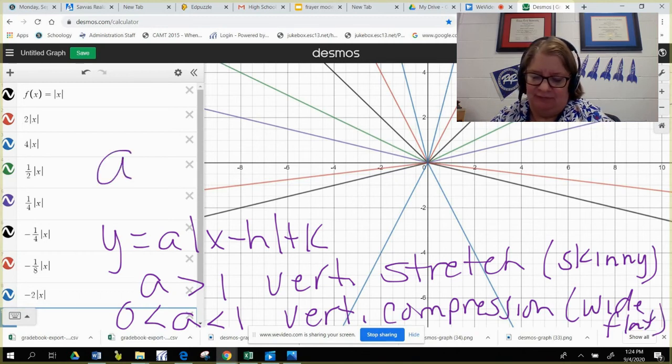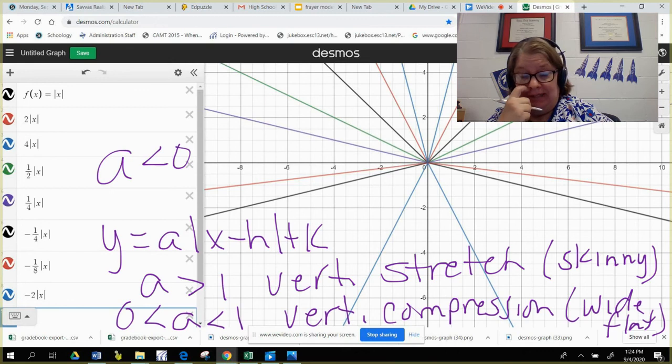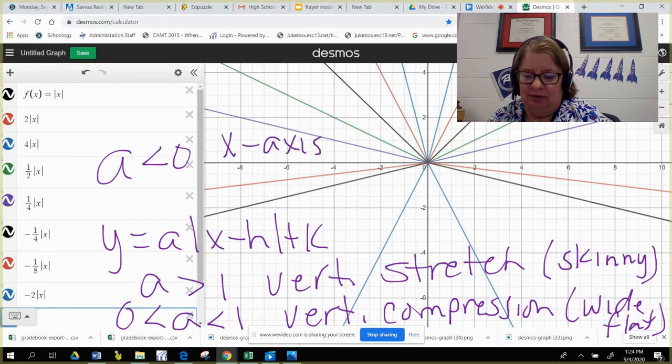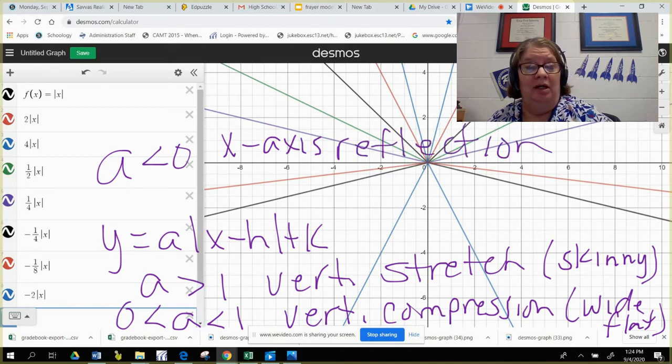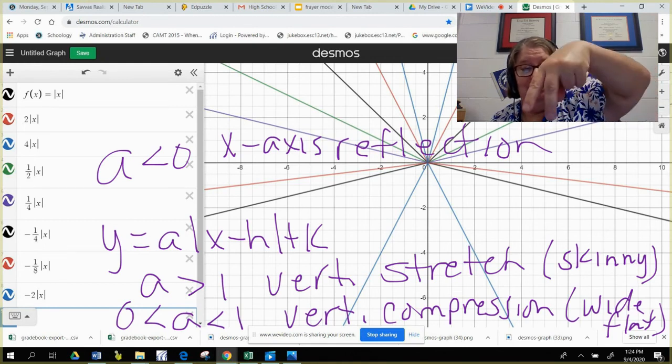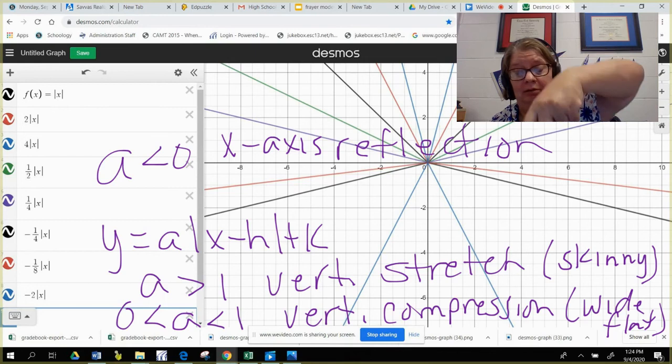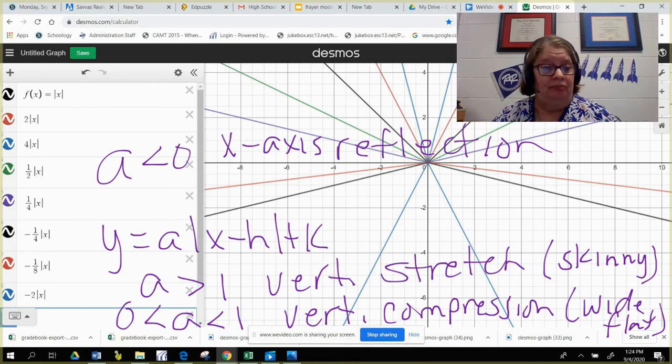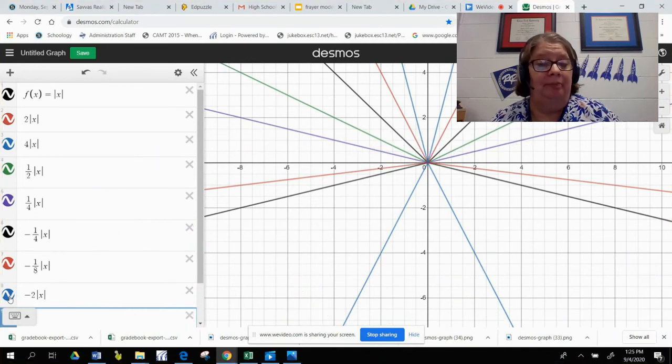If the a is negative, a less than 0, then that's an x-axis reflection. Now the number there will still control the width. If you have a negative and a 2 that's bigger than 1, it's going to flip and it's going to get narrow. If you have a negative 1/4, it's going to flip and it's going to get wide. All right. Let's see if we can tie this up a little bit.